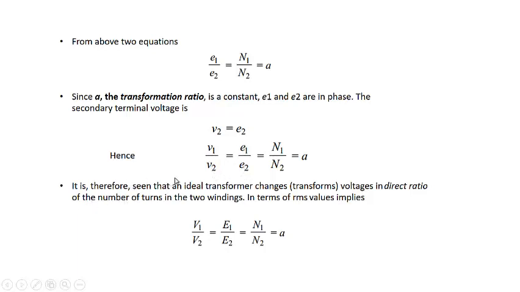It is therefore seen that an ideal transformer changes the voltage in direct ratio of the number of turns in the two windings. It's very important. So what does this mean? It means V1 by V2 is equal to N1 by N2. It changes the voltage in the direct ratio of the transformer ratio. So in terms of RMS values, it implies that capital V1 by V2 is equal to E1 by E2, is equal to N1 by N2, is equal to the transformer ratio.